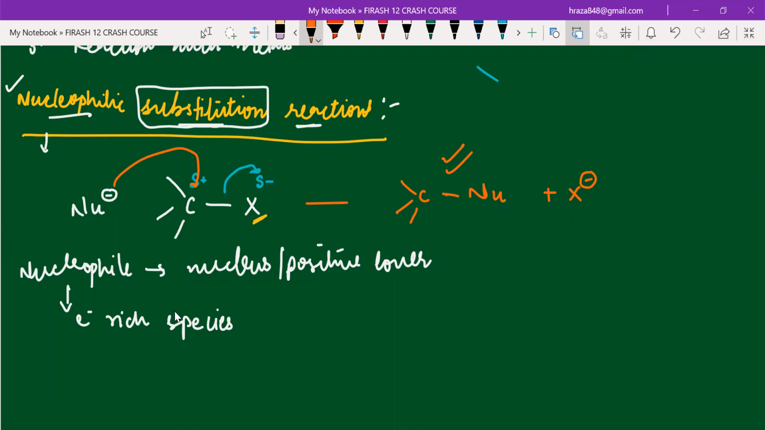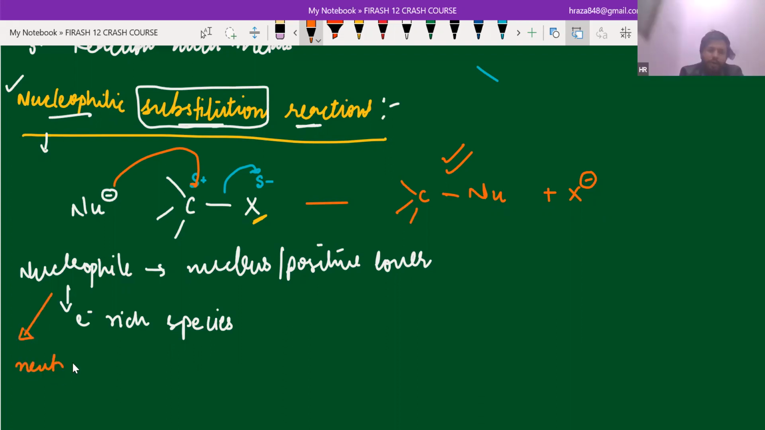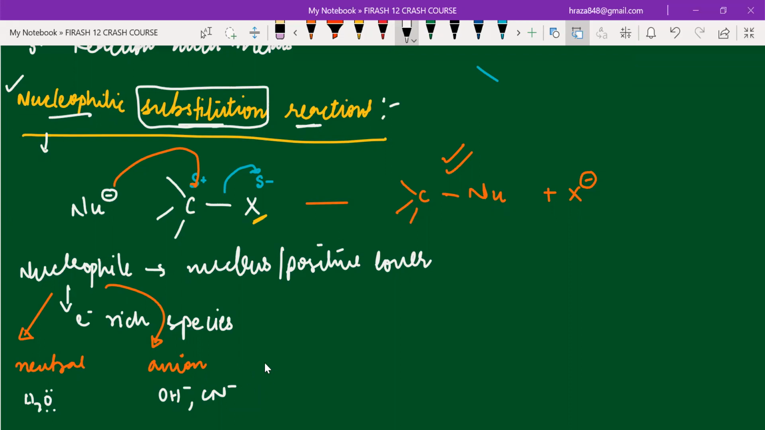Yes, sir. Also, it is very important to know that a nucleophile can be neutral, and a nucleophile can also be an anion. It cannot be positive. Neutral like H2O, and anion like OH minus or CN minus. So nucleophiles can be divided into two categories: having zero charge, that means neutral, and having negative charge, that is anionic nucleophile. Is that clear? Yes, sir.